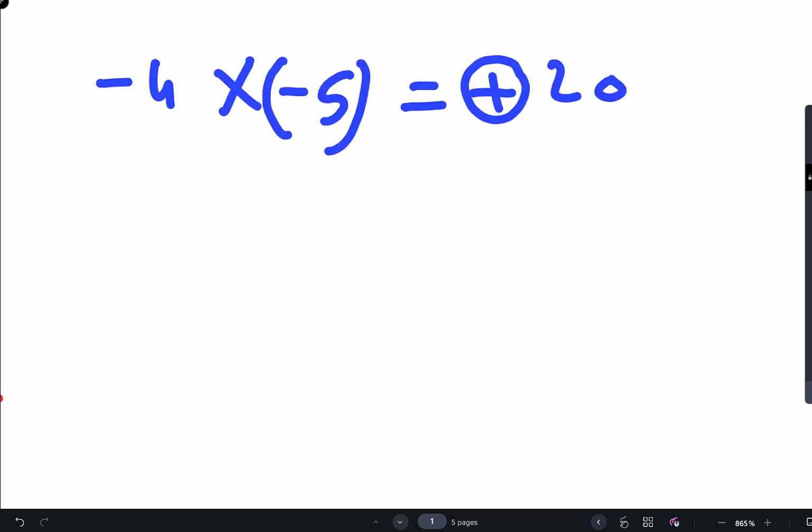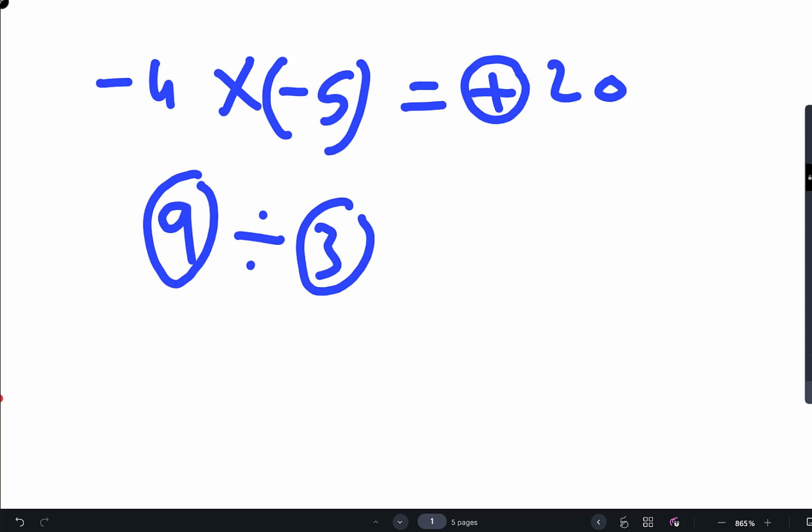For example, 9 divided by 3. Because this is positive and this is positive, it is positive because they are the same. 9 divided by 3 is 3.